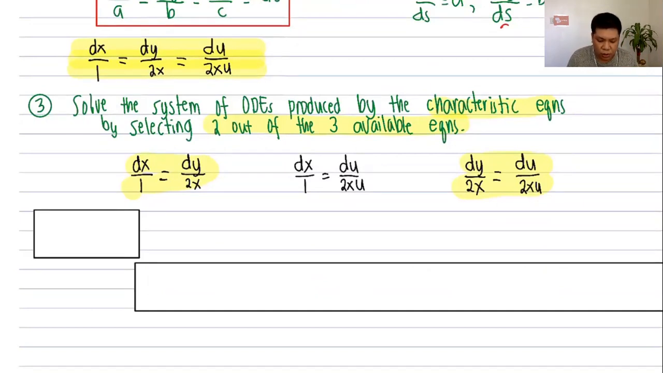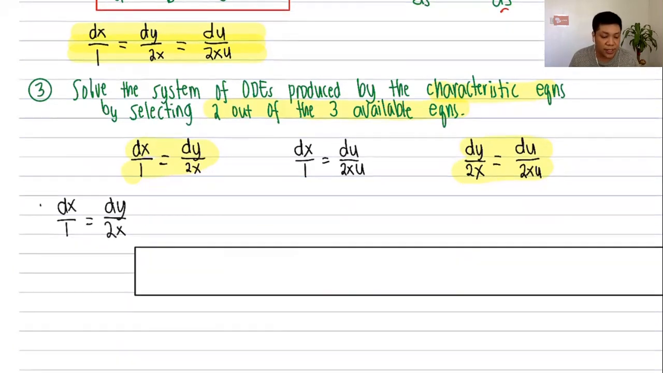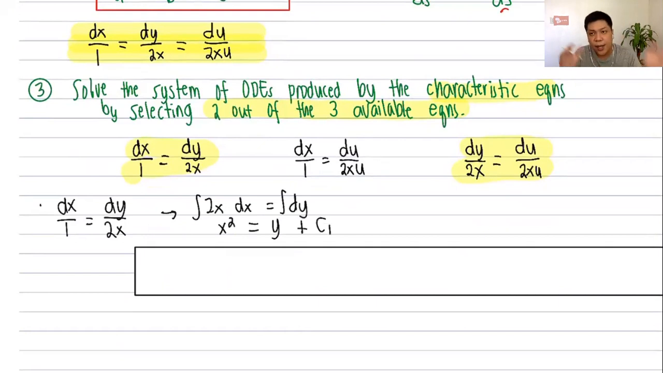So let's now have the first equation, dx over 1 is equal to dy over 2x. Again, this is just an ODE. Therefore, I can separate and say that this is 2x dx is equal to dy. Then I integrate such that I would be left with x squared is equal to y plus c1. Again, you can place the constant of integration anywhere. That's not an issue. Then this is what we call equation number 1.